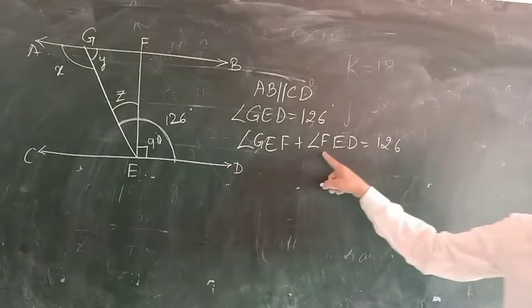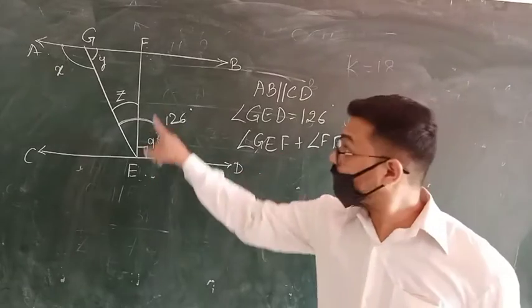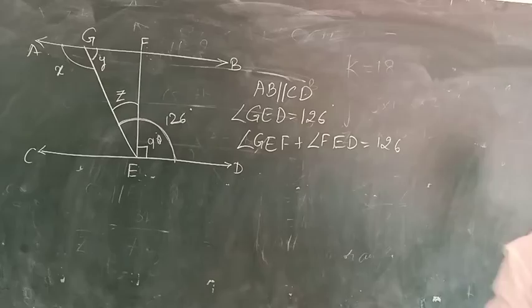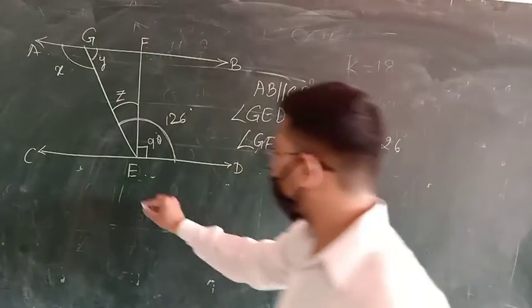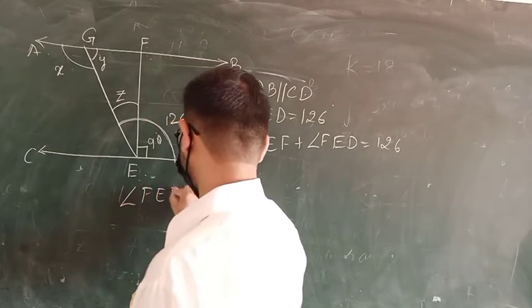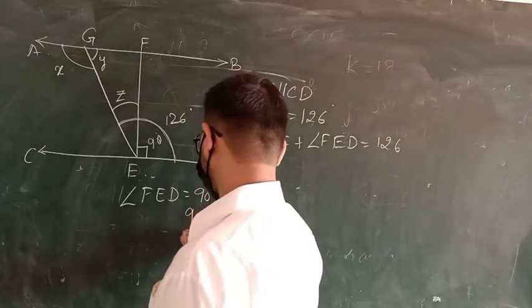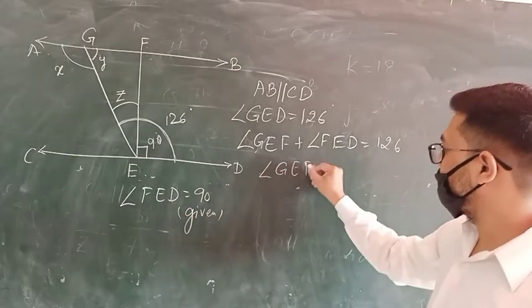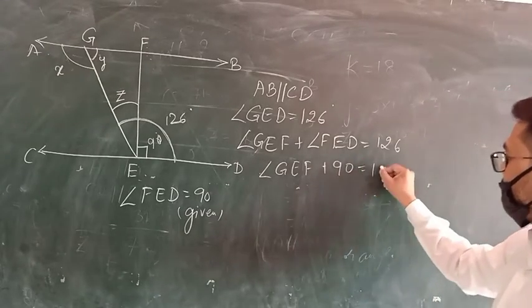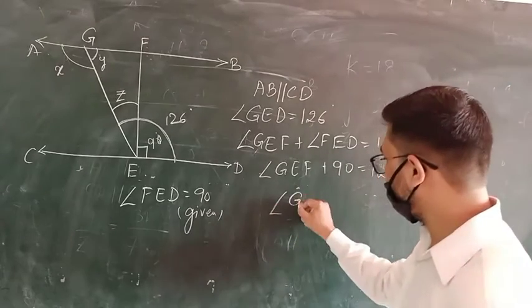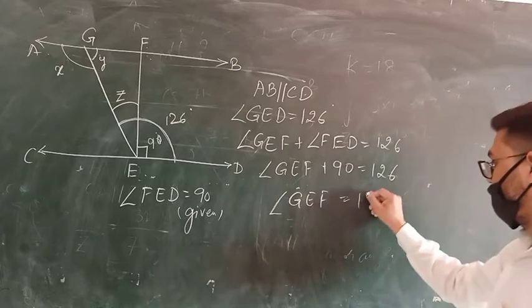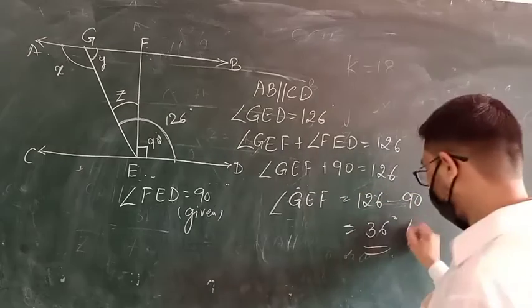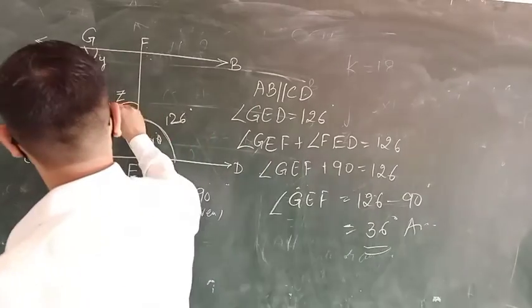Okay. FED is given to you as 90 degrees. It's a perpendicular. FE is perpendicular to CD. That means FED is equal to 90 degrees. This is given in the question itself. So I can write GEF plus 90 is equal to 126. So GEF is equal to 126 minus 90, that is 36 degrees. So the value of Z is 36 degrees.